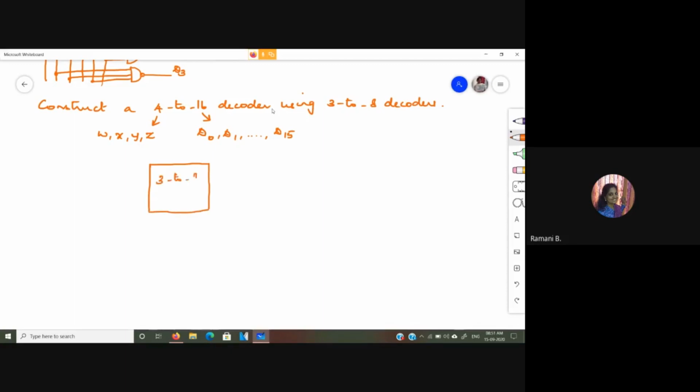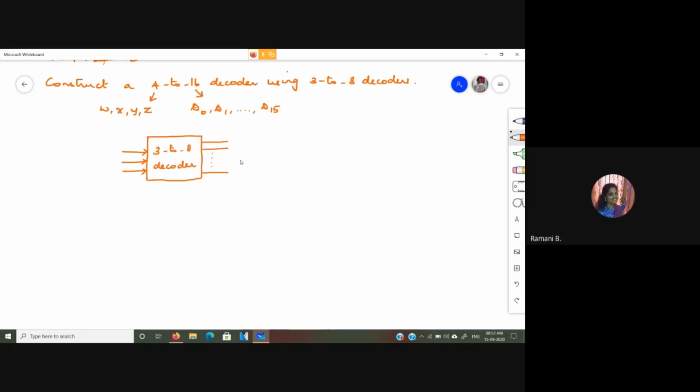So, 3 to 8 decoder. I have 3 inputs and you are going to get 8 outputs. Okay, let us consider you have an enable input also. So how do you think you can make this work?